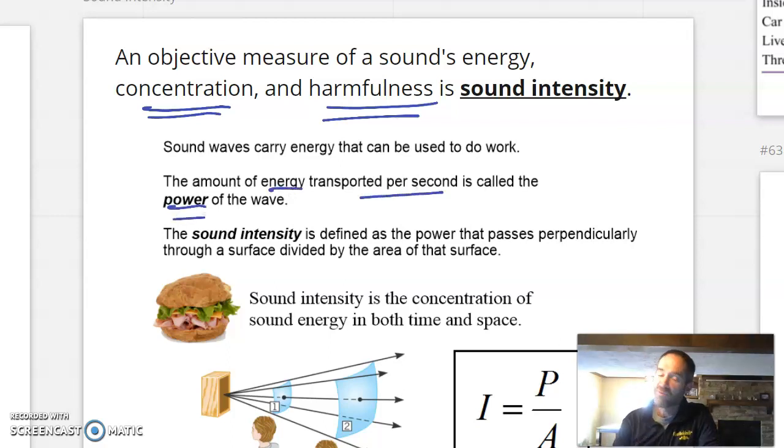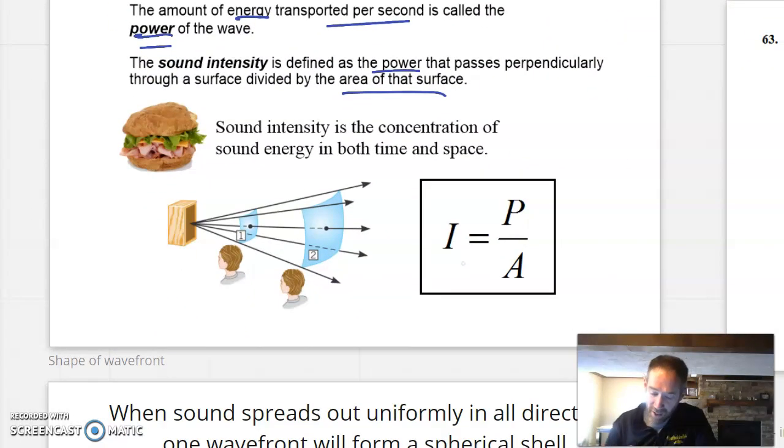So we're going to say that the amount of energy transported per second is the power, and we remember that from units ago. So sound intensity is that power divided by the area. And so anytime you want to figure out the intensity, you're going to take the power and divide by the area. That's something that you'd want to know going into an exam.